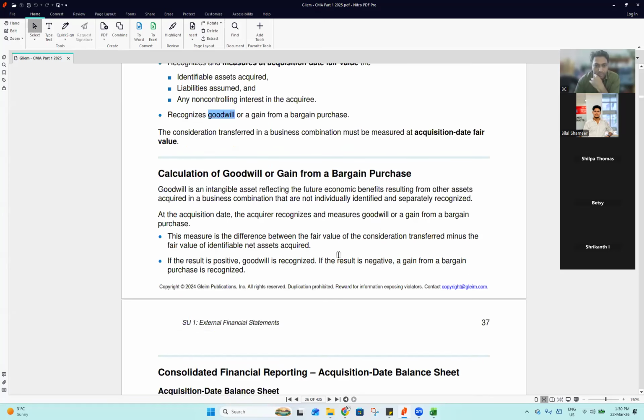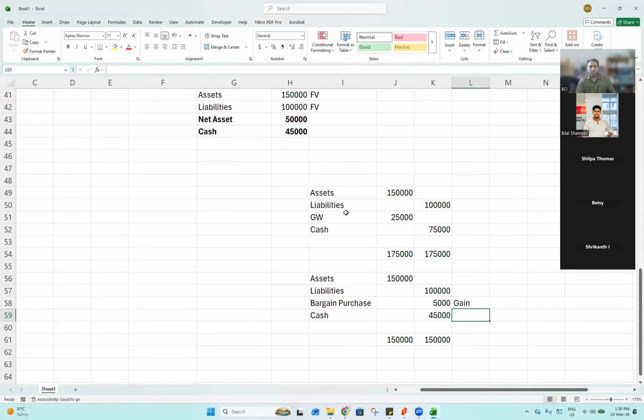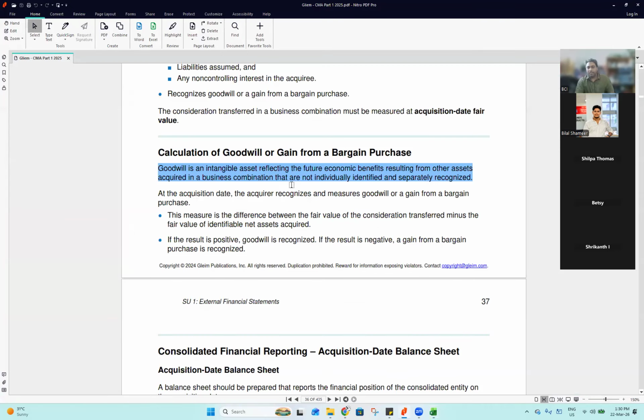Now, going forward. Calculation of goodwill or gain from a bargain purchase. Goodwill is an intangible asset reflecting the future economic benefits resulting from other assets acquired in the business combination that are not individually identified and separately recognized. Clear. So now you're getting some assets worth 150,000 and liabilities of 100,000. So net assets you're getting 50,000. But you're paying, for example, 75,000. That means you're paying 25,000 in excess, but you don't know on which asset you're paying this 25,000 more. Clear? That's why we call the goodwill element not individually identified and separately recognized.